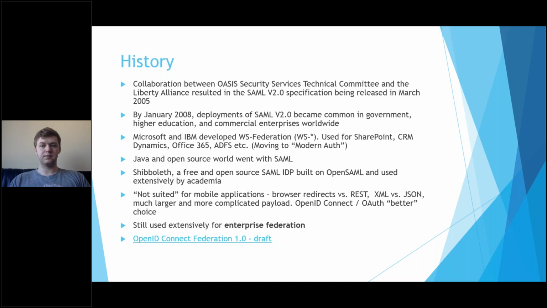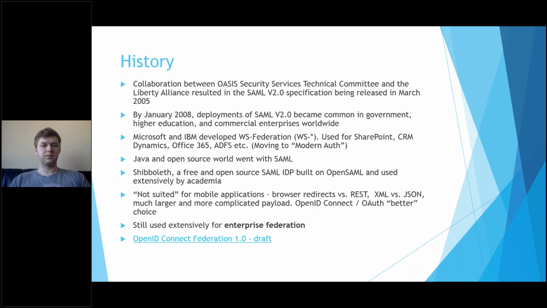So we go back to March 2005. There was a collaboration between Oasis and the Liberty Alliance, and the SAML 2 spec came out. By 2008, it was in common use, but you can see that it's very much in enterprise use. On the other side of the fence, we had Microsoft and IBM developing a protocol called WS-Federation, which is one of the WS-star protocols. So there's WS-Trust, WS-Security, etc. It was typically used to connect Microsoft components together: SharePoint, CRM Dynamics, Office 365, ADFS, ACS, etc.